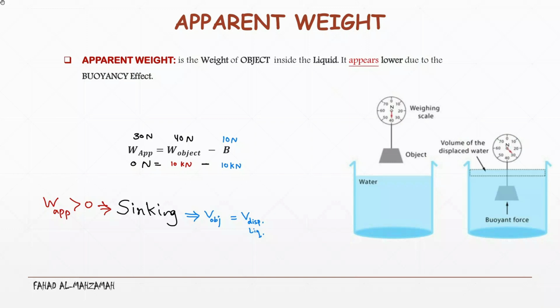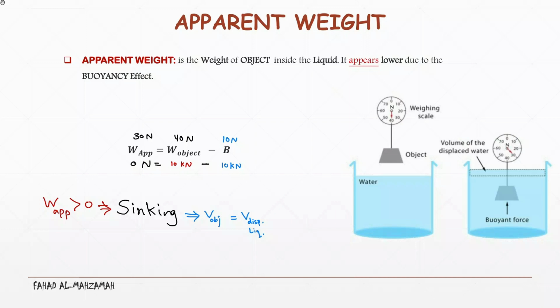So the buoyant force will generate exactly the same force as the weight of the object, so the object will float. And in order to find the volume of the displaced liquid, we know it's the same as the immersed part of the object, whatever the value. The second case is the sinking object. In the sinking object, the whole object will be inside the liquid.